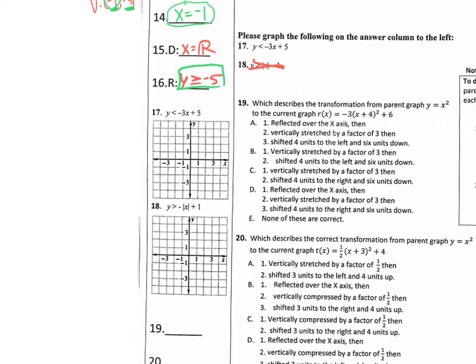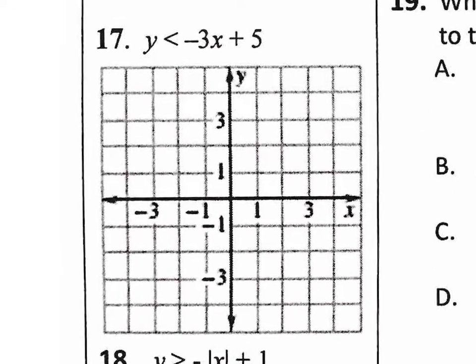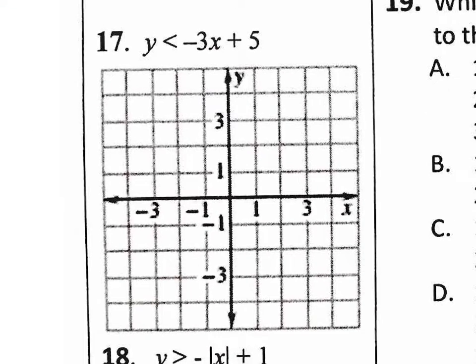Okay. So we have a couple more to do, number 17, 18, and again, don't go off of these. I messed up. Let's go off of the ones right here on the graph itself. This is really easy to do. It's y equals mx plus b. It's already ready to graph. Where does it cross the y-axis? 5. What do I do from there?